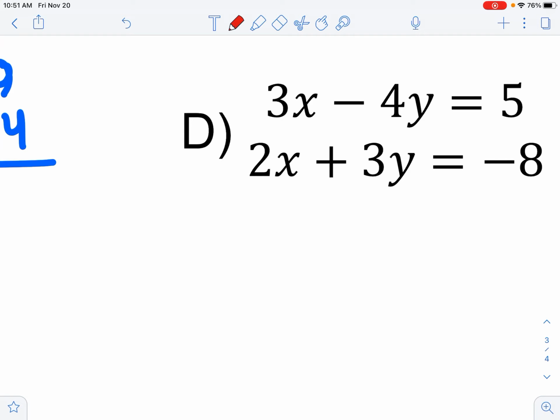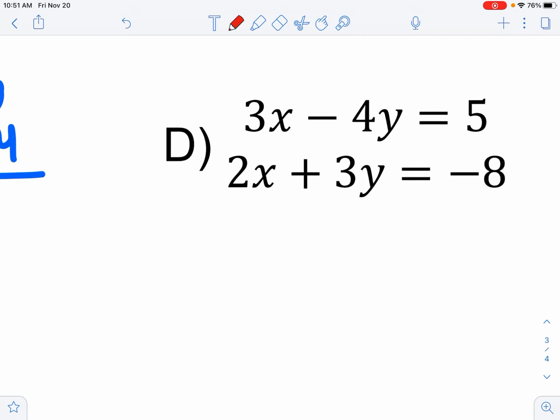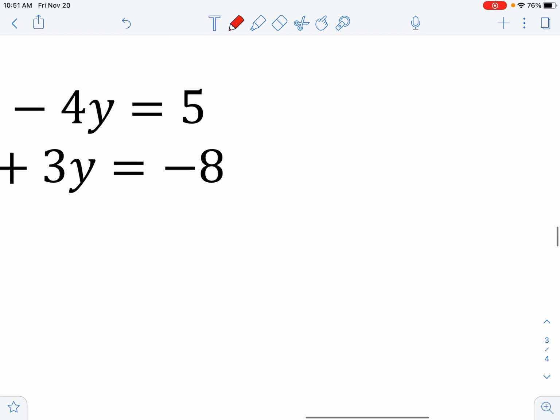All right, let's try another one. If I look at my x's, I have a 3x and a 2x. I can't get the 3 to be a 2 and I can't get the 2 to be a 3, but I can get them both to be a 6x. So I can make one of them a 6x and the other one a negative 6x. So I could do that, okay?